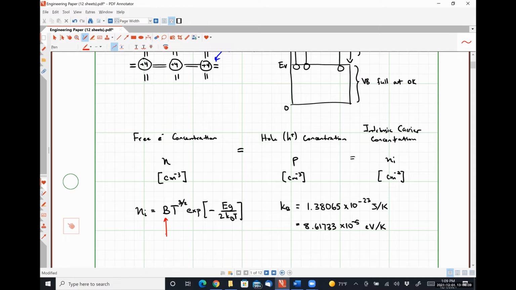Does this equation look vaguely familiar from your solid state class? So B here is representing the square root of the effective density of states in the valence band multiplied by the square root of the effective density of states in the conduction band. Both of those quantities are proportional to effective mass and temperature. And then both of those proportionalities are actually to the 3/2 power.